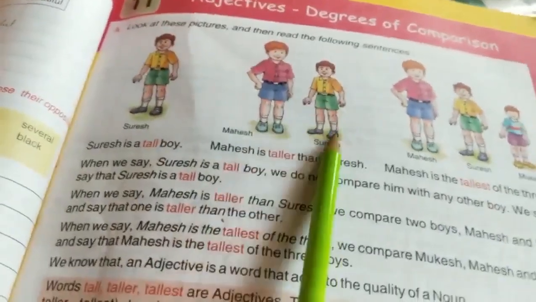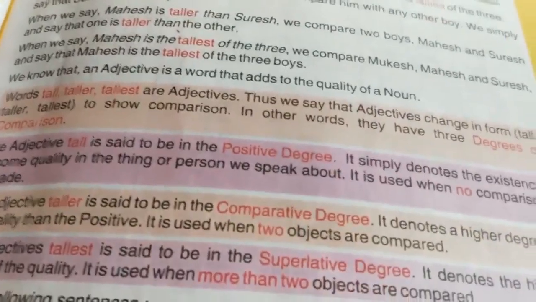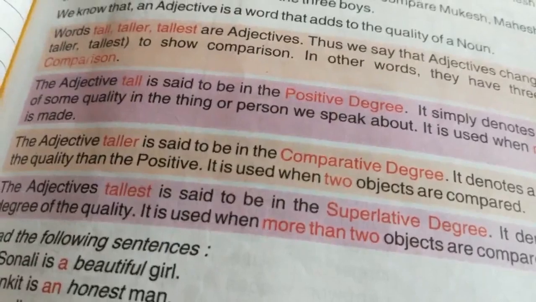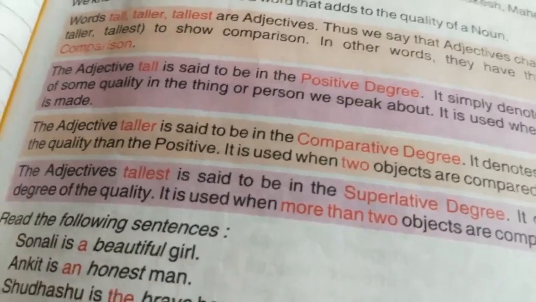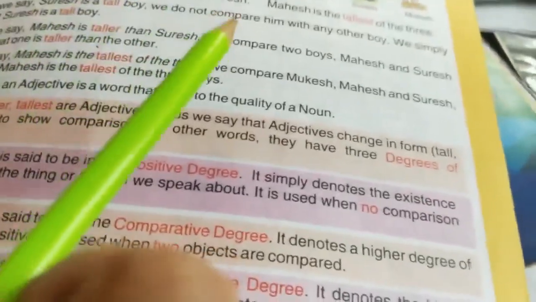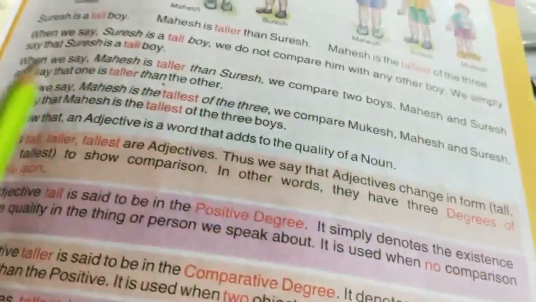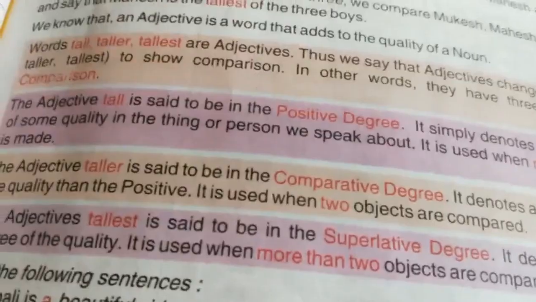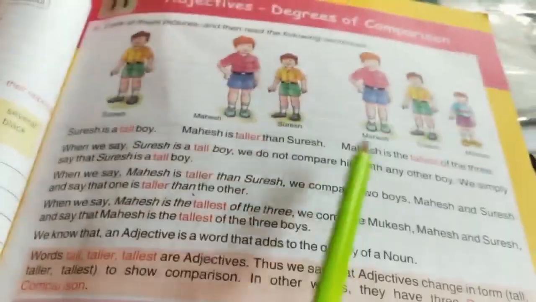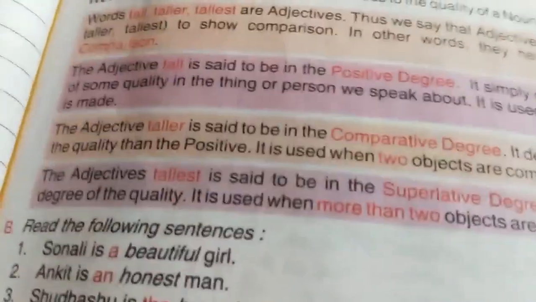But what happens here? We are comparing persons in respect to their heights. So these words which are used to show comparison are called degrees of comparison. So there are 3 degrees of comparison. The first one, tall, is positive, then comparative, and that is superlative.